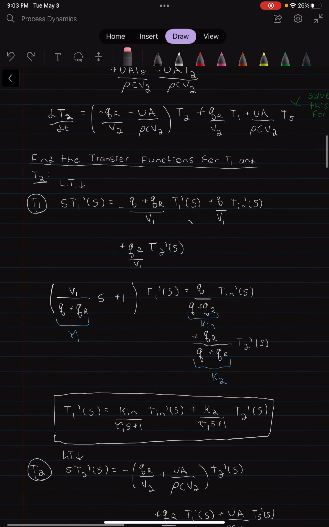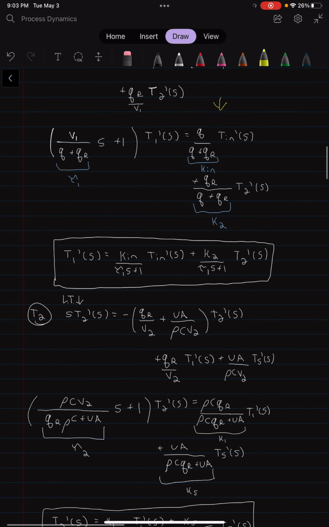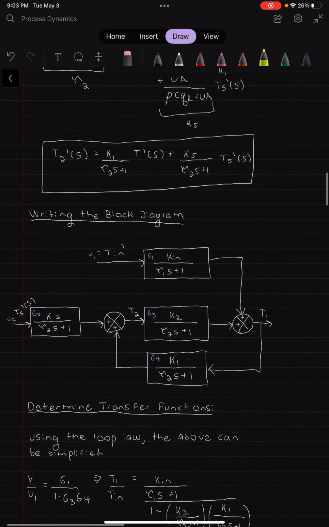Same with above up here. And this is just to simplify, you write it in standard form to get these K's.